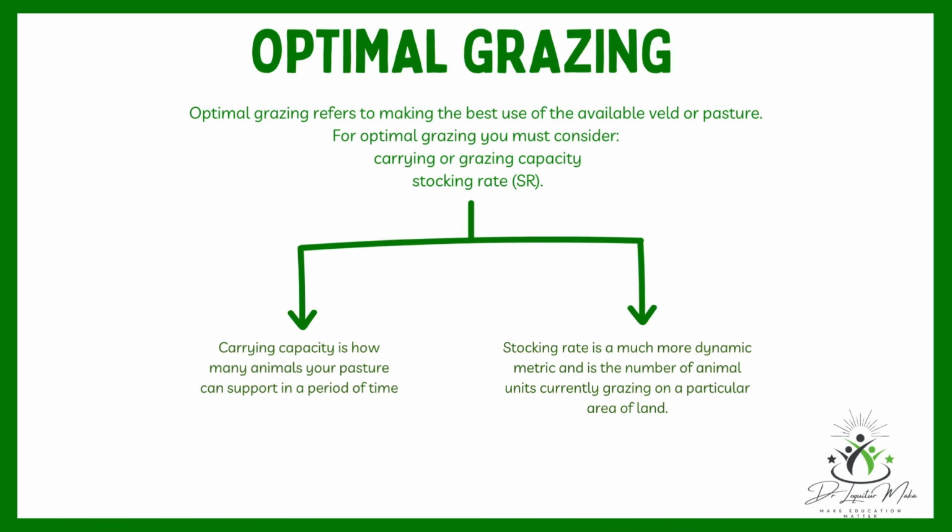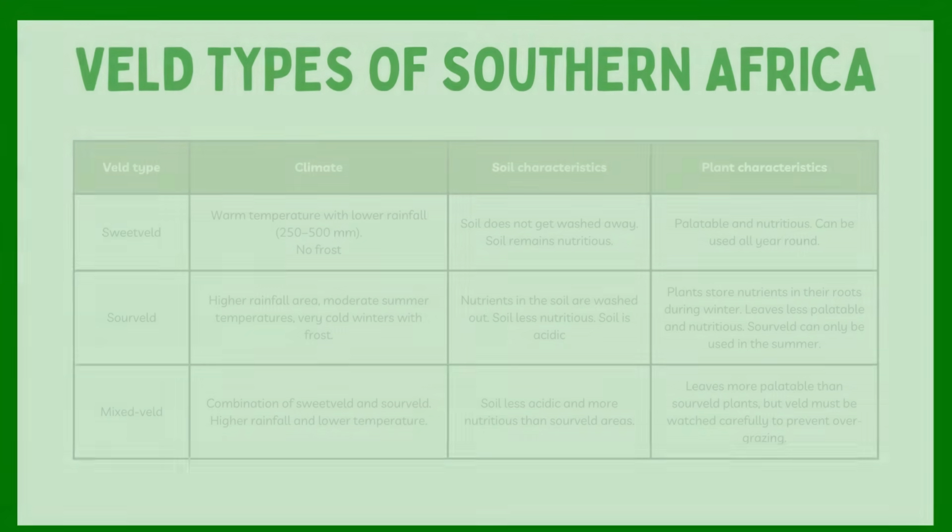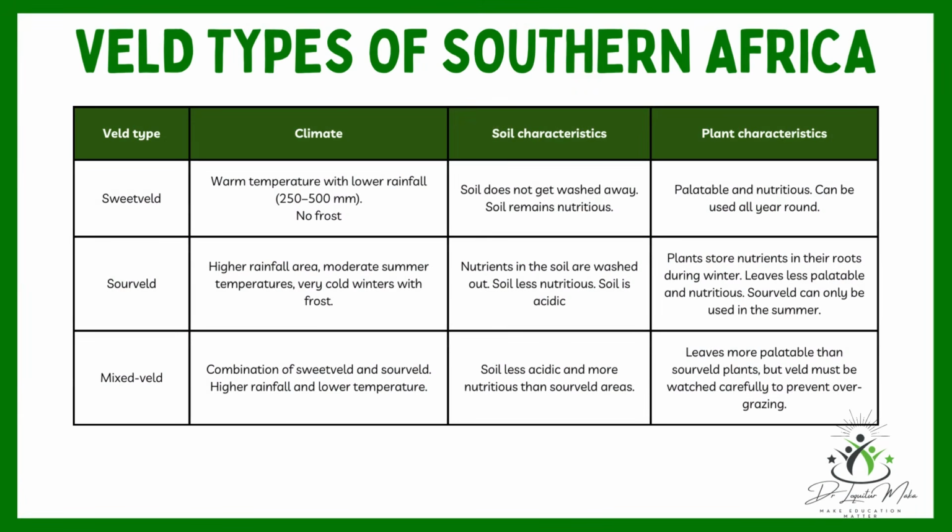Now let's look at the different types of velds in South Africa. Guys, this is my favorite. I've drawn a very simple graph table here. We've got 3 different types: the sweet veld, the sour veld, and the mixed veld. What is important for you with each of these velds is to understand the type of climate in that particular veld, the soil characteristics, as well as the plant characteristics, those 3.